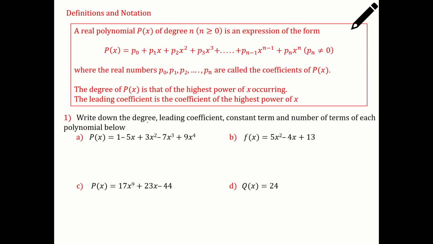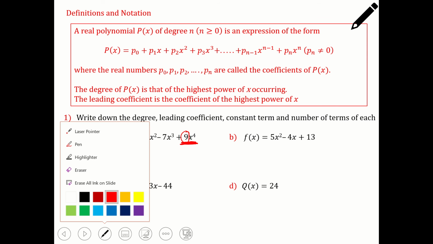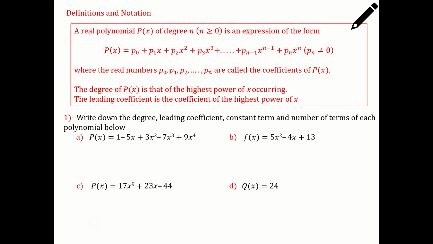So here we're going to write down the degree, the leading coefficient, the constant term, and the number of terms in each polynomial. So here we're looking for the degree. So we're looking for the highest power of x, and that tells me the degree. So I can see the highest power of x here is to the power of 4. So that means the degree of this polynomial is 4. Now I'm looking for the leading coefficient. So I'm looking for the coefficient of the highest power. Now the coefficient means the number in the front. So the leading coefficient is 9. If I was looking for the leading term, it would be 9x to the power of 4.